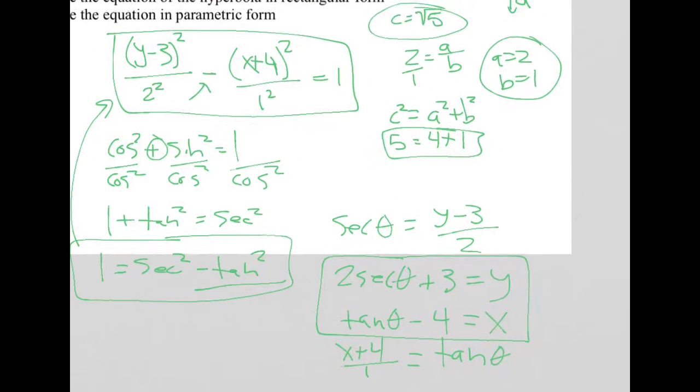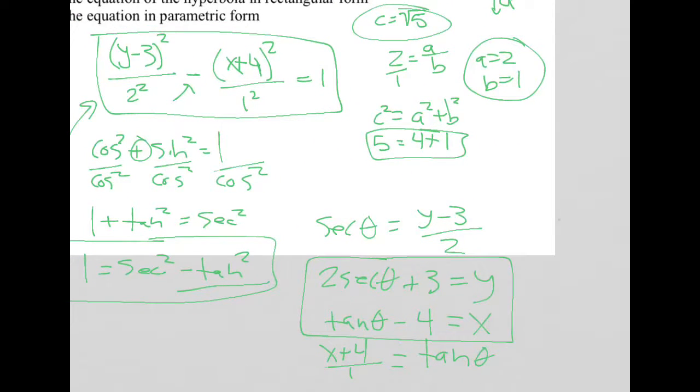But again, I want you to compare this to the rectangular equation. For my y equation, notice that it was the same y equation essentially. The minus 3 turned into a plus 3, and the denominator of 2 squared turned into a multiplying by 2, and it's secant because secant is positive in our Pythagorean identity, and y is positive in this vertical hyperbola equation. Similarly for x. So there we have that.